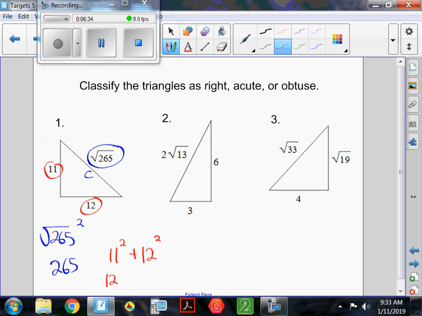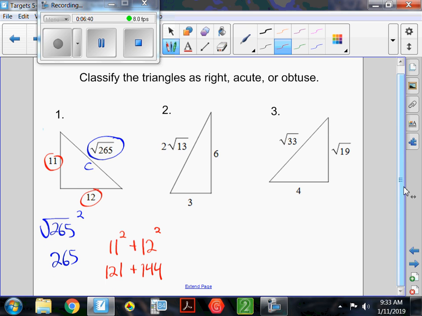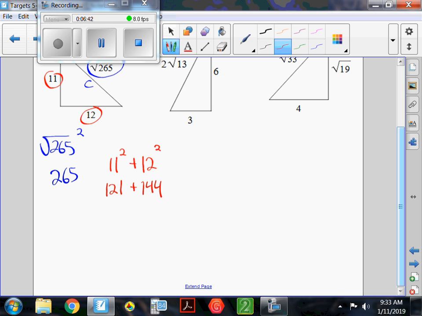11 squared is 121, and 12 squared is 144. And if I add up 121 and 144, I'll get exactly 265, which is equal to the 265 from the other side, which makes this triangle a right triangle because c squared was equal to a squared plus b squared.